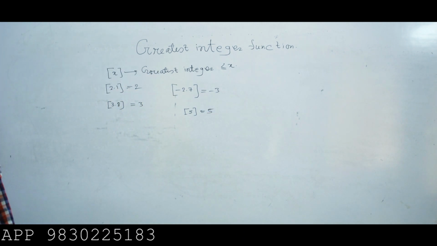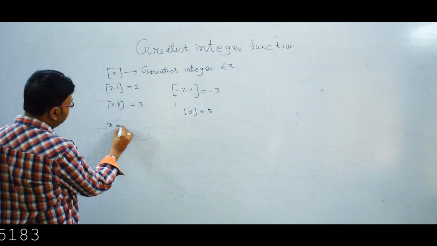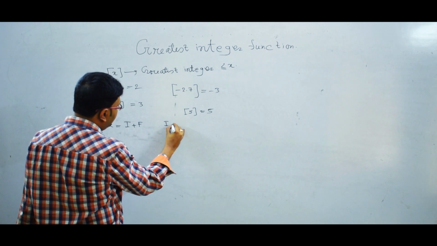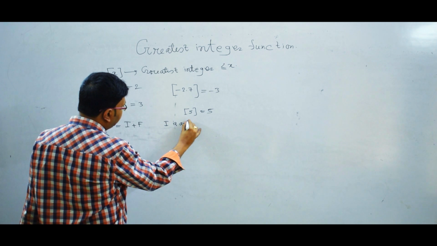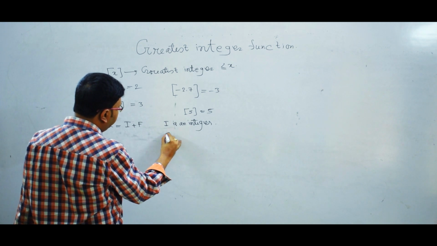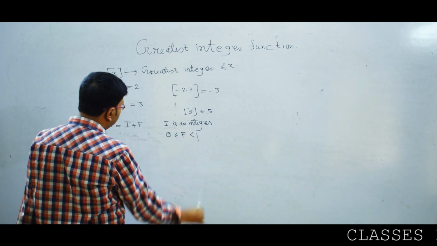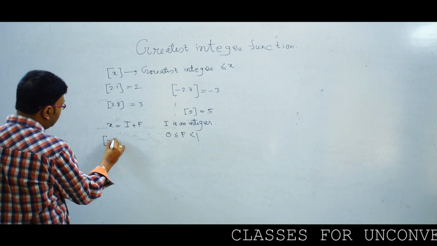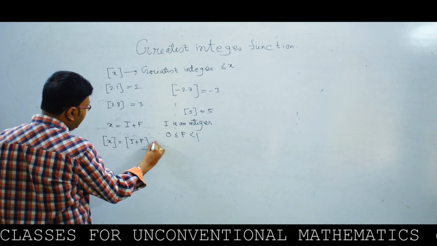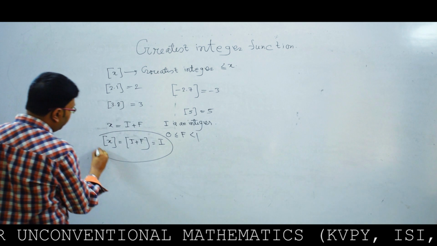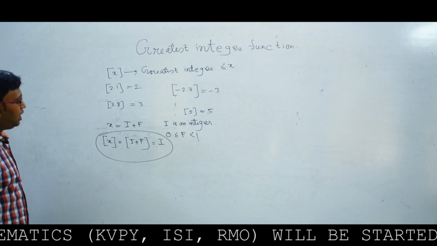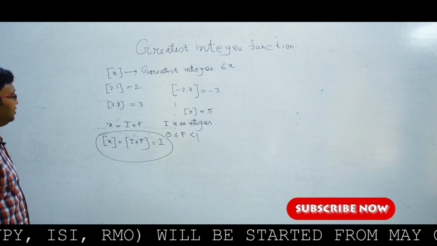So one question: if x equals I plus f, where I is an integer and f is a positive proper fraction, then box x, or box of I plus f, is definitely equal to I. It is very important. So box x equals box of I plus f equals I.